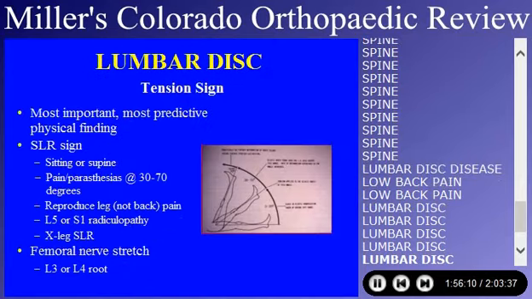You should be aware that the tension sign is the most important, most predictive physical finding. And since most lumbar disc problems occur at L4-5 or L5-S1 and involve the L5 or the S1 roots, most of the time you're looking at the straight leg raising sign. It can be done sitting or supine, and it should reproduce the patient's pain or paresthesias somewhere between 30 to 70 degrees of hip flexion.